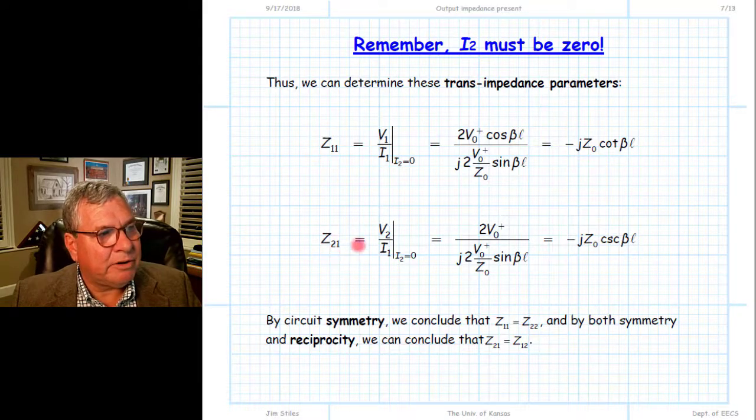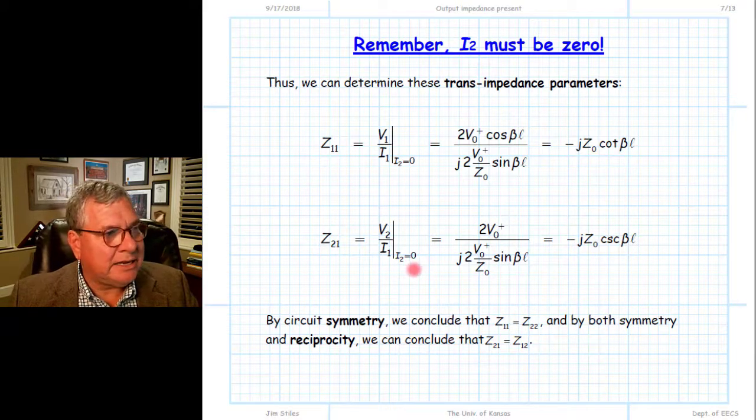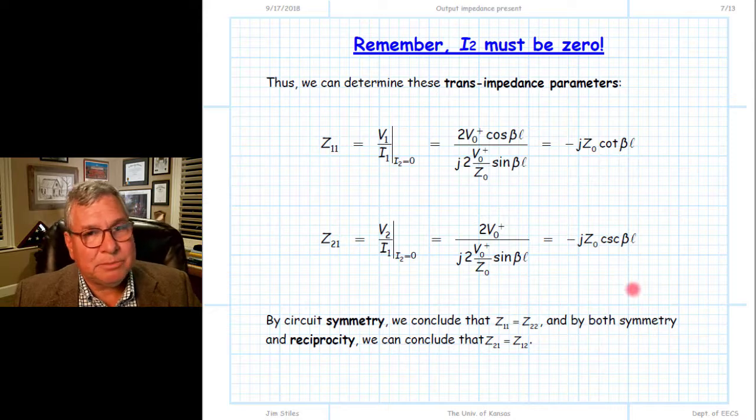Z21 is now the ratio of the voltage at port 2 to the current at I1, again, only when the current at I2 is equal to 0, only when port 2 is terminated in an open circuit, which it is in our case, and these are the results we got, and therefore this is the value of Z21. All right, of course, there are two more transimpedance parameters we need to find.